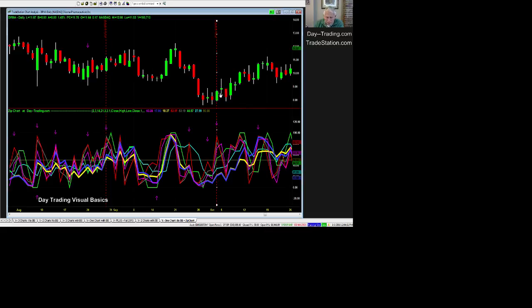But if you're looking at this and it opens up and you have a gap up, remember from our rules about gaps, when it gaps up, it typically goes down, and then it ends up a green candle on the end of the day.